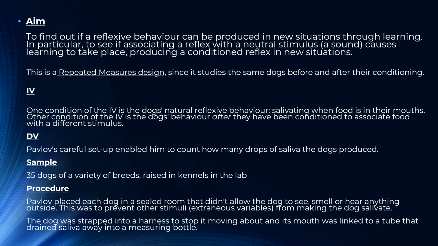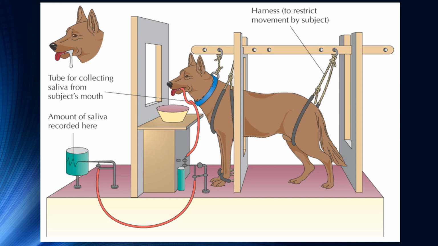So you can pause now for a second if you need to copy any of that onto your sheet, and then restart, and I'll just quickly talk you through the diagram of how the dogs were strapped in. Okay, so this is a rough diagram of Pavlov's experiment.